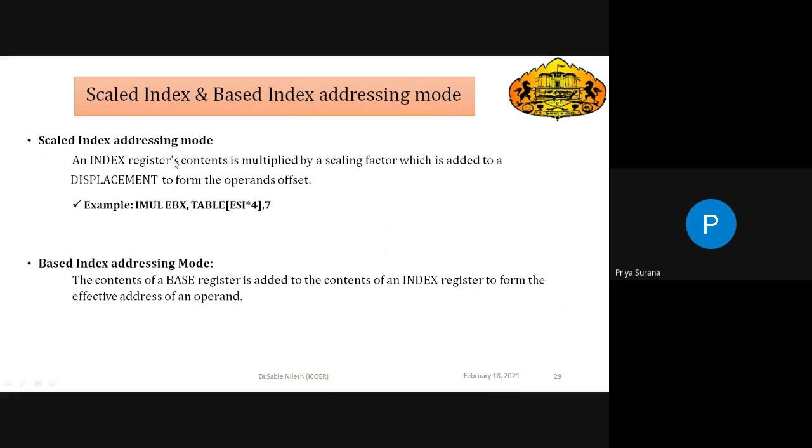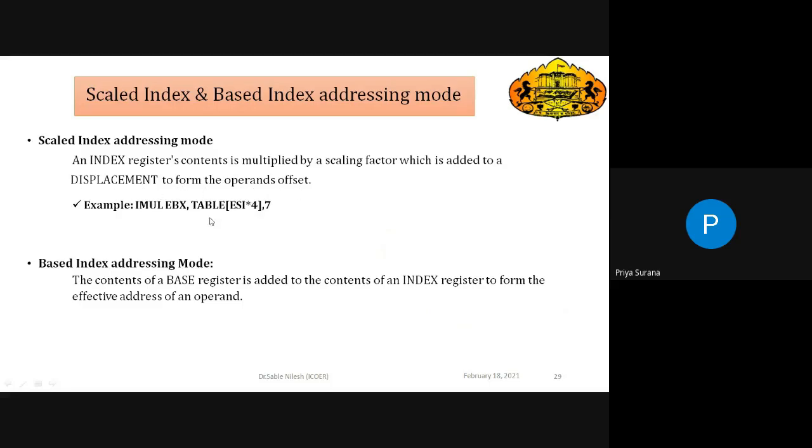So again, the definition: an index register's contents are multiplied by the scaling factor, which is added to a displacement to form the operand offset.